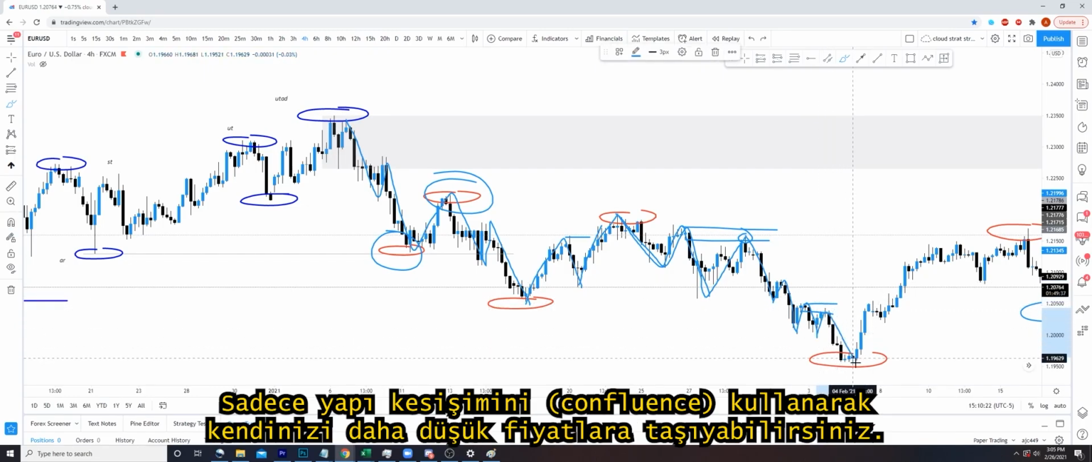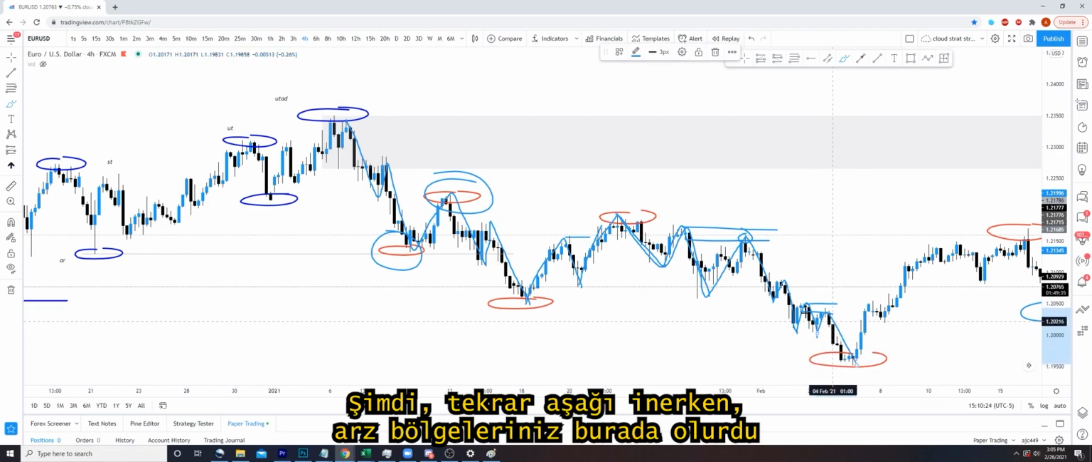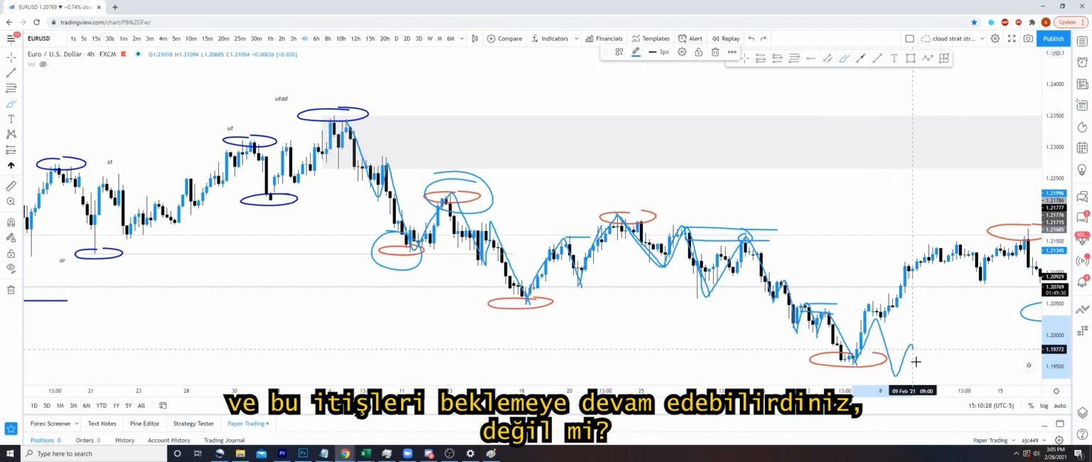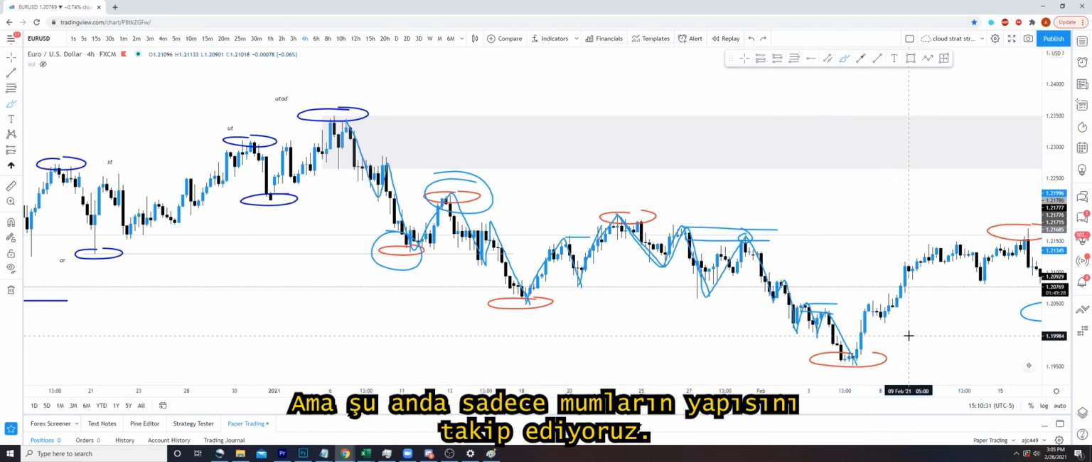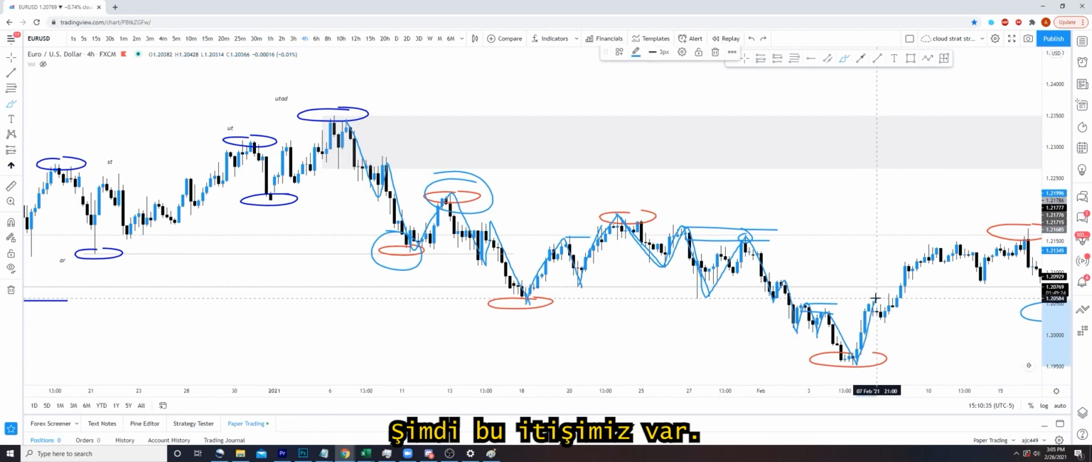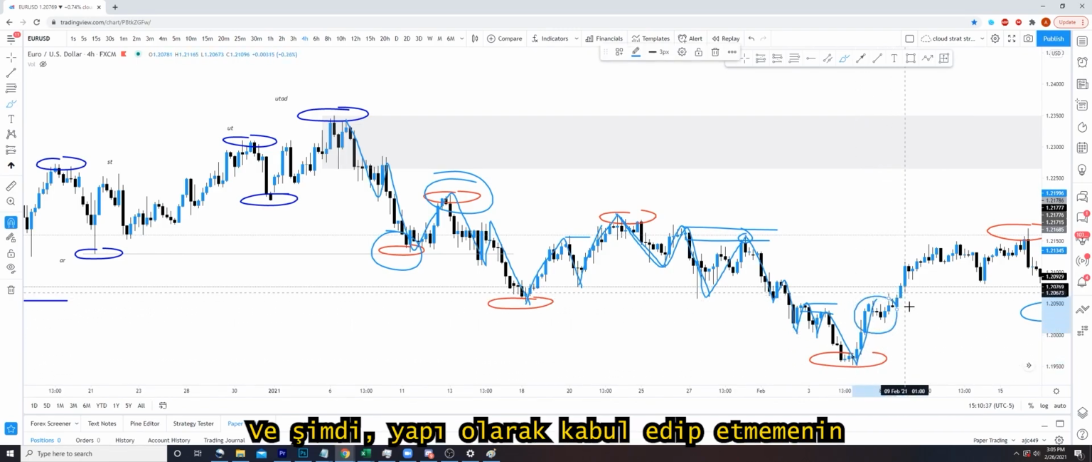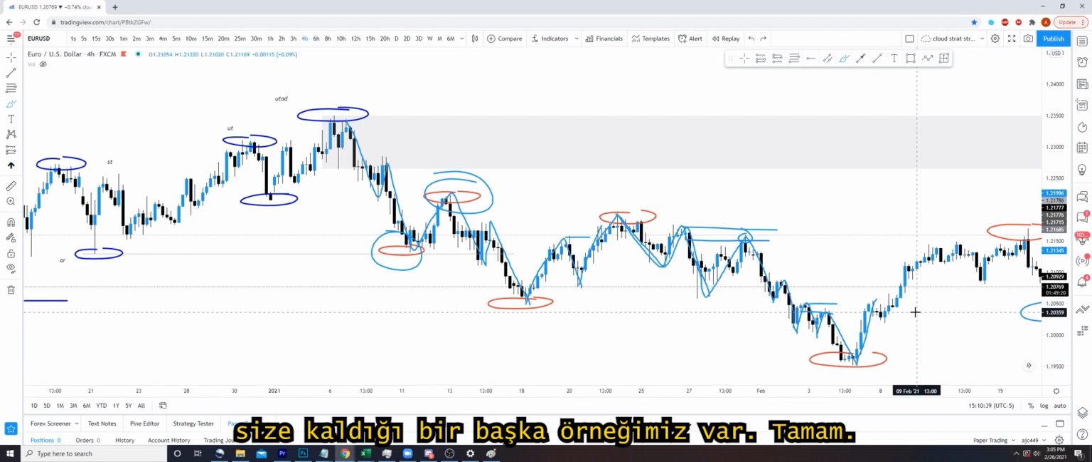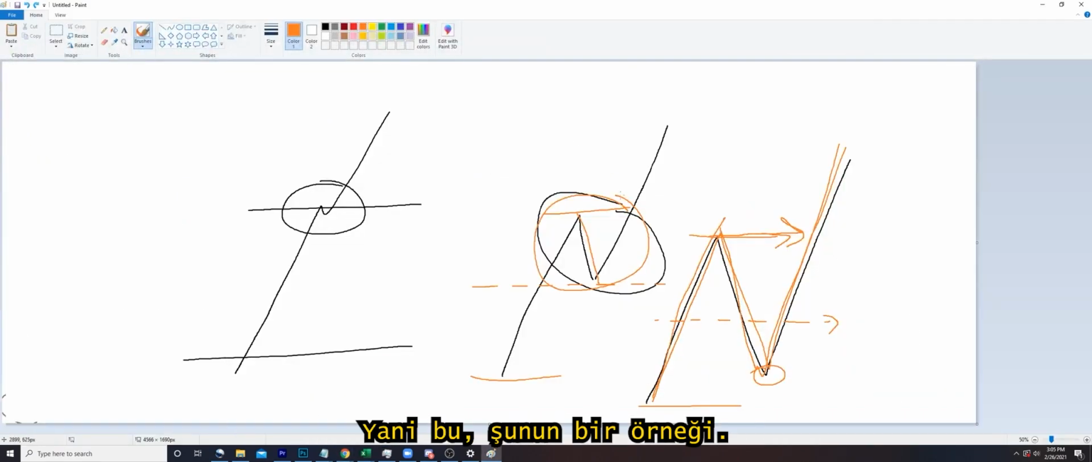Now, as we get lower, again, your areas of supply would be here, and you could continue to expect these pushes, right? But right now we're following the structure of just candles. So in this case, where's candlestick structure now? We have this push, and now we have another example of something that is up to you whether or not you want to consider it structure, right? So this is an example of this.